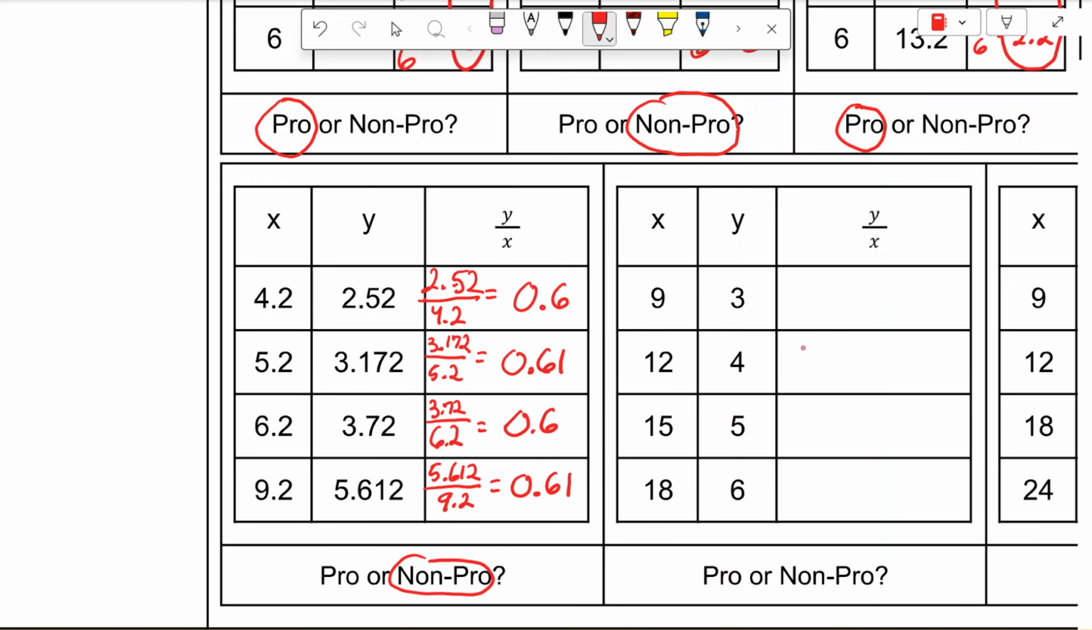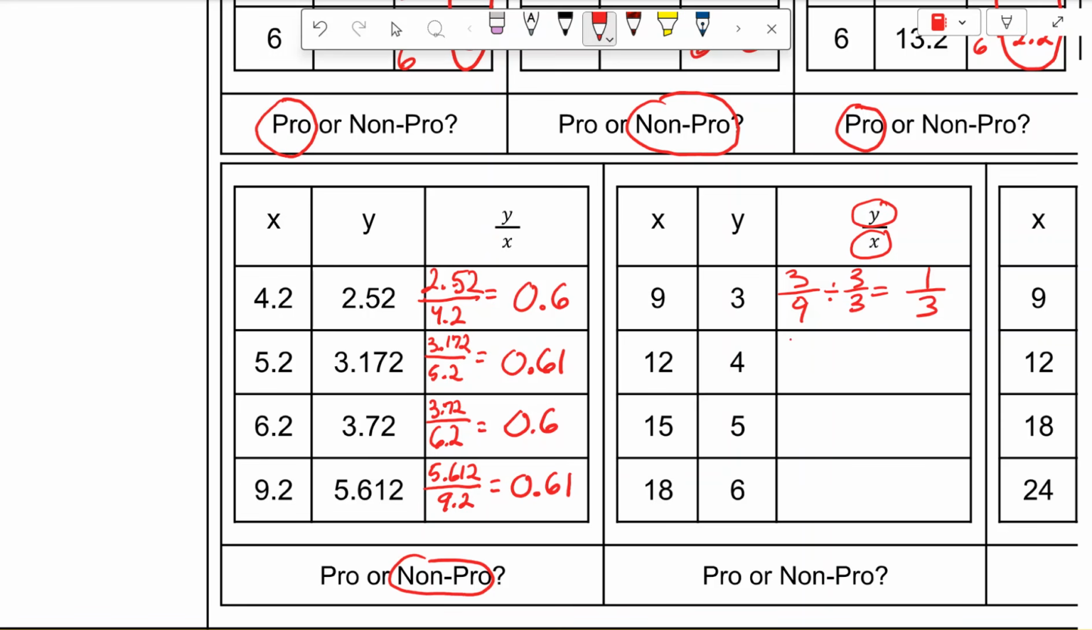All right, moving on to the middle one of the second row. The y is here. It doesn't matter that the y is smaller than the x. The y always goes on top, no matter what. So it's 3 divided by 9. And that can be simplified. 3 goes into both. 1/3.